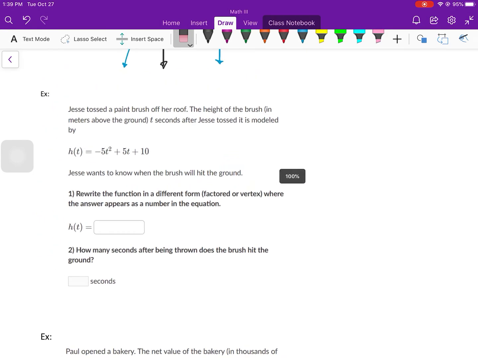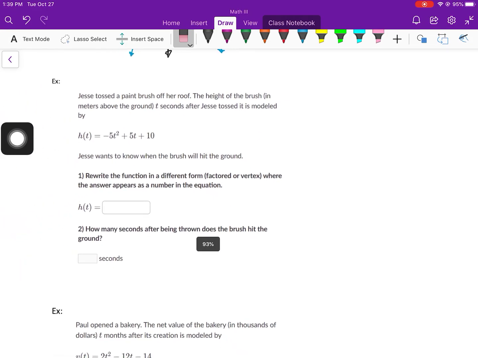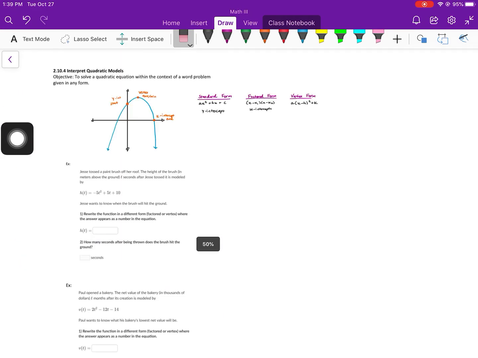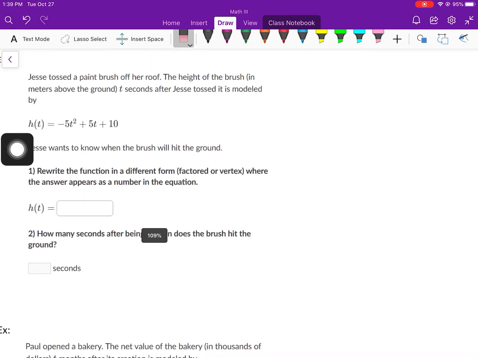Jessie tossed a paintbrush off of the roof, and you can kind of see that in this graph, tossing the paintbrush off the roof. And she wants to know when the brush will hit the ground. So that would be right here. Toss it off the roof, boom, hits the ground. So that being the x-intercept means that we're going to be using factored form. That's what highlights those x-intercepts, right?